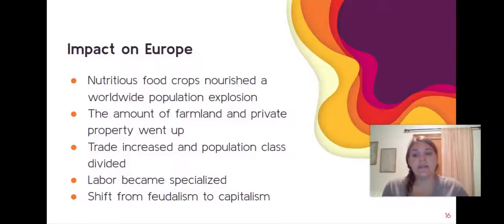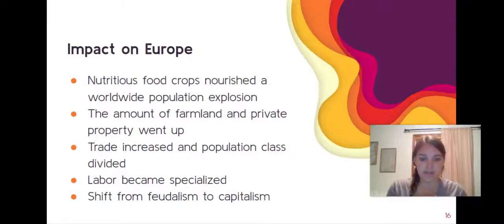So how did the Columbian Exchange impact Europe? Primarily positive impact. We're going to see that these nutritious food crops did not compete in the soil with the food crops they already had, but they're really complementary, and so it allowed for their farmland to be more productive. And that's going to nourish a worldwide population explosion, not just in Europe, but it gets spread through Africa and Asia as well. We see that labor becomes more specialized. We're going to see that trade will significantly increase. We're going to see people in the lower class gain more opportunities. And we're going to see a shift from feudalism to capitalism.